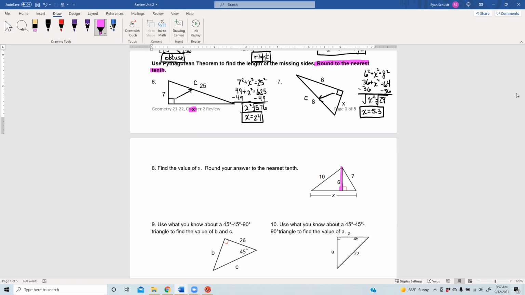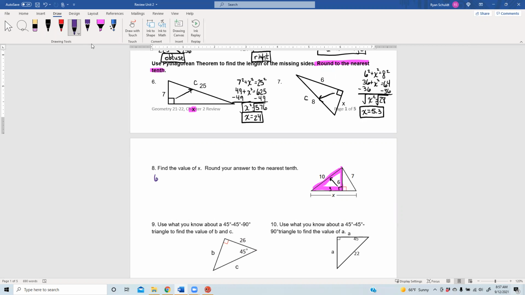So I'm going to do the left triangle first. I'm going to call that side, I don't know, maybe like a y. That way I don't get it confused with my x that I'm finding. And so where's your C on this one? It's going to be that 10 out there.